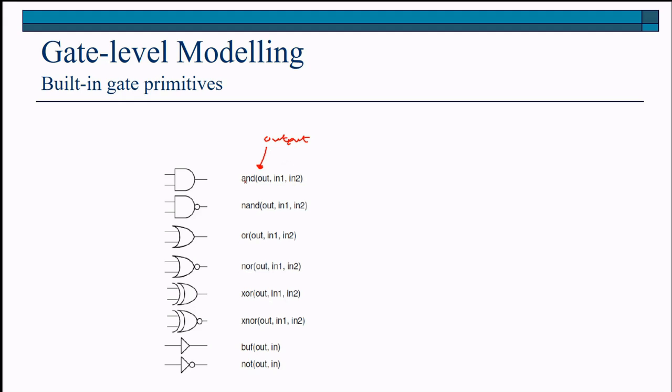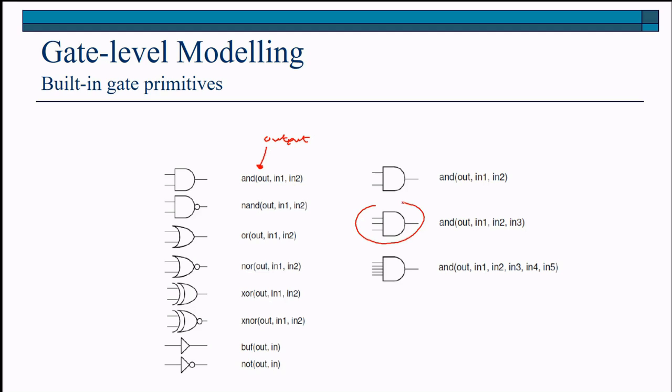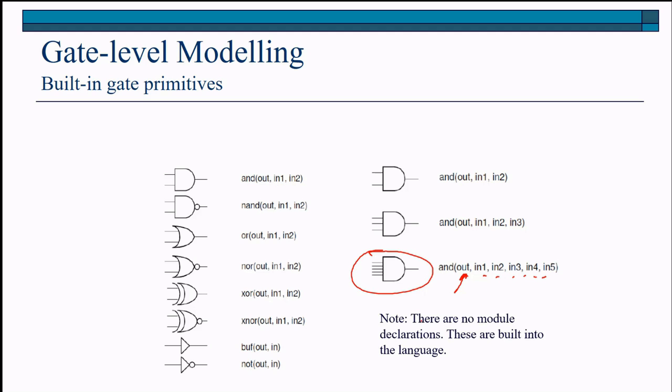A benefit of this approach is that we can make a small modification to our code to allow more than 2 inputs. So for example, if we want a 3-input AND gate, our first connection is still the output, and now we can just list 1, 2, 3 connections which are all inputs. And in this example, for a 5-input AND gate, the first connection is still the output and the remaining connections are the inputs. There are no module declarations for these built-in gate primitives. They are defined in the language.